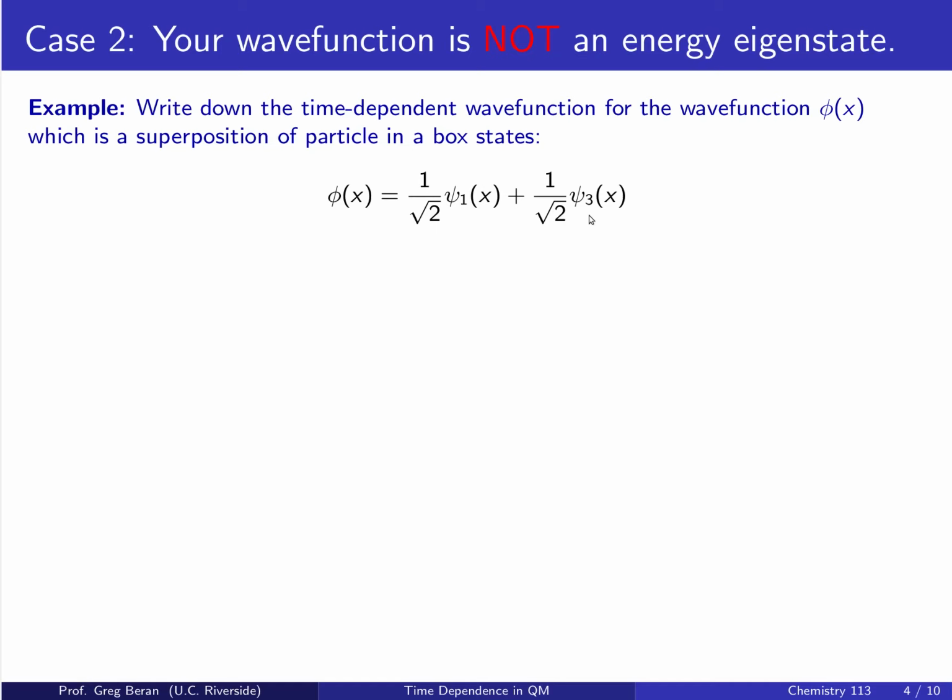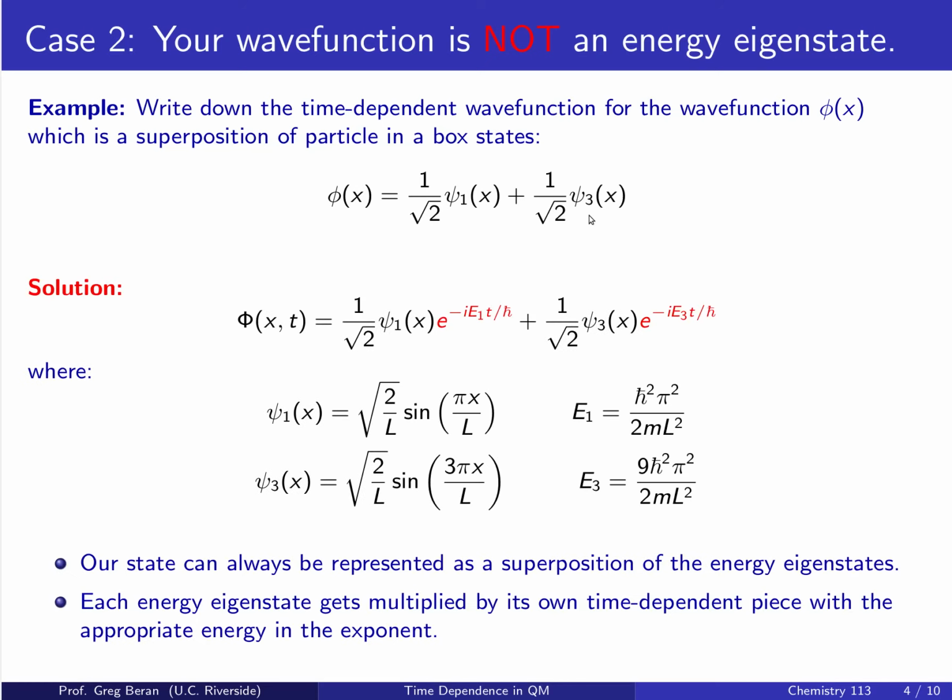If I want to write down the time-dependent version of this wave function phi, I just need to multiply each of the energy eigenstate pieces by its own time-dependent phase factor. And so notice psi 1 gets multiplied by an e to the minus i E1 t over h bar, and psi 3 gets multiplied by an e to the minus i E3 t over h bar. So the energy up here in the exponent is different depending on which energy eigenstate it's modifying.